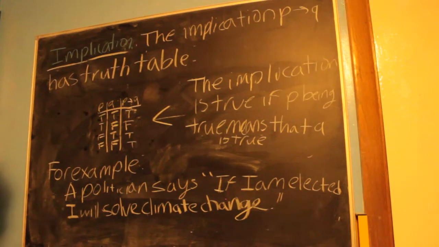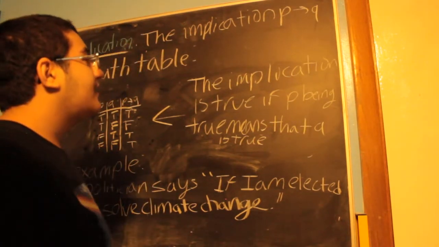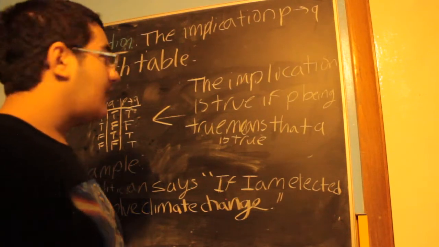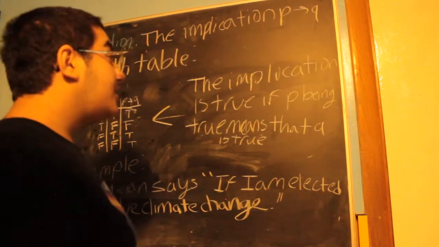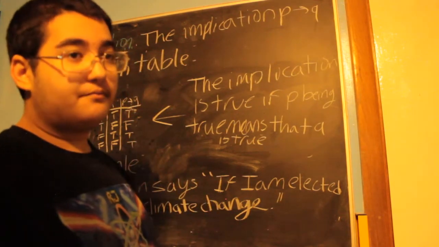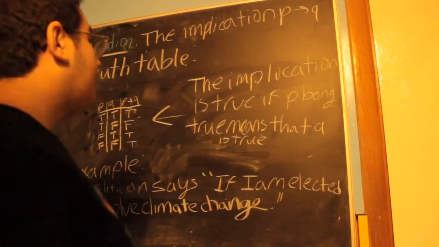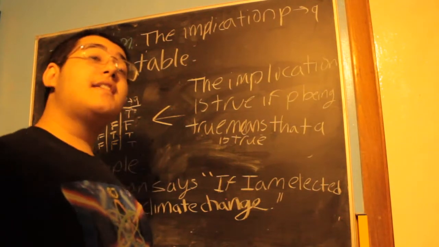Like, okay, I get and, or. But what's this? There's only one false, and that's when P is true and Q is false. What does that even mean? So, let me give you the idea behind the implication. And I want you to understand this. The implication is true if P being true means that Q is true. Doesn't work the other way around. Doesn't mean that if Q is true, that P is true. That's a logical fallacy.